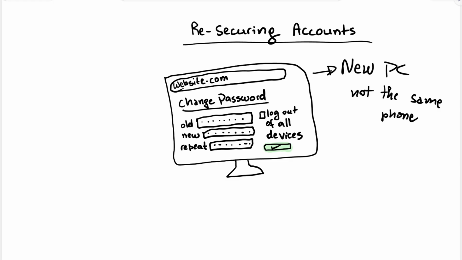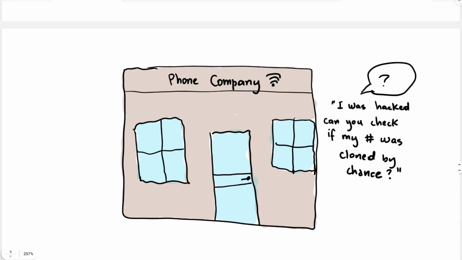And a lot of services have an option where you can say log out from all devices. I would click that option after I reset the password, and I would do that for every account that was on that device. As for your SIM card, if you have to use it again, I would go to your cell company and say, hey, I was hacked. I was wondering if you guys could take a look at this and see if the number is cloned or if it's being used elsewhere.